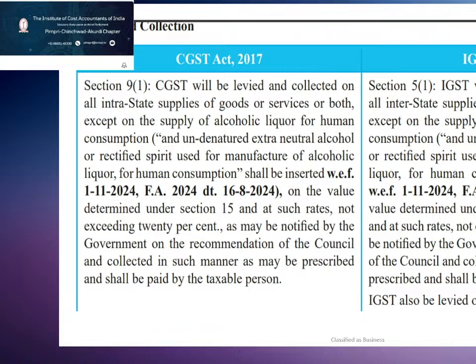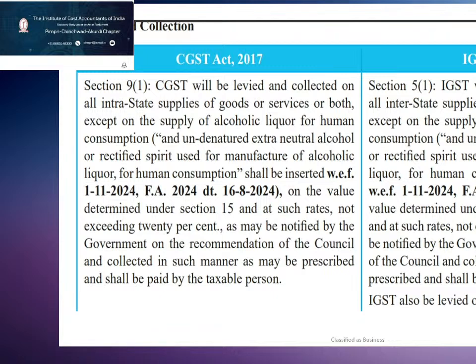Then you can see the definitions. Electronic commerce means what? Supply of goods or services or both, including digital products over digital or electronic network. Then the e-commerce operator definition is there. Then we have where an e-commerce operator does not have a physical presence in the taxable territory, any person representing the e-commerce operator shall be liable to pay tax.